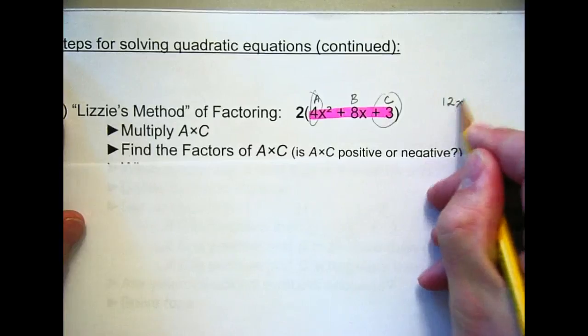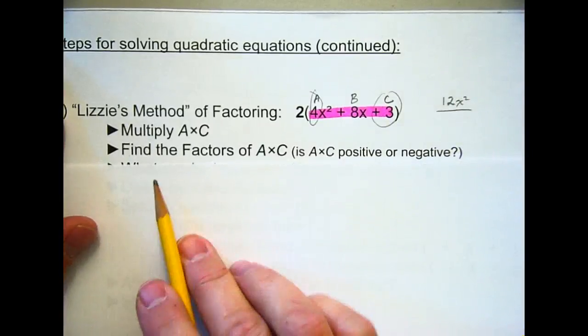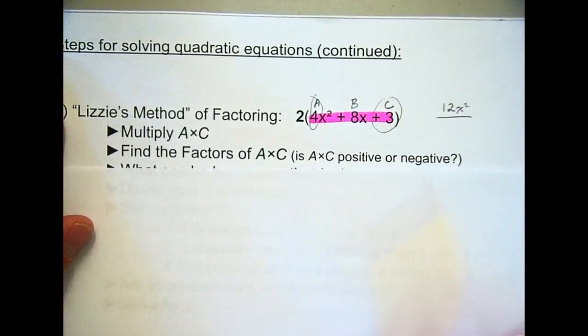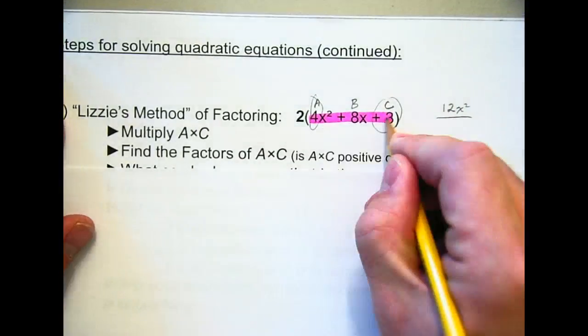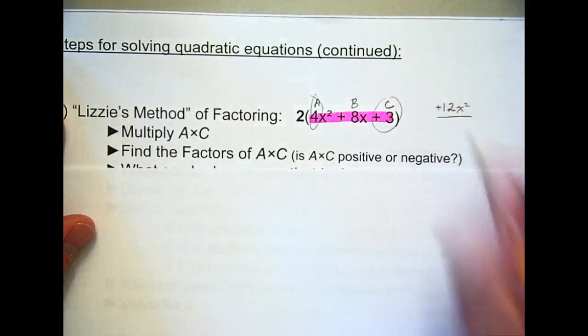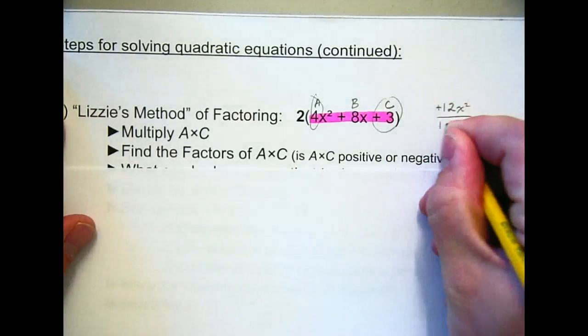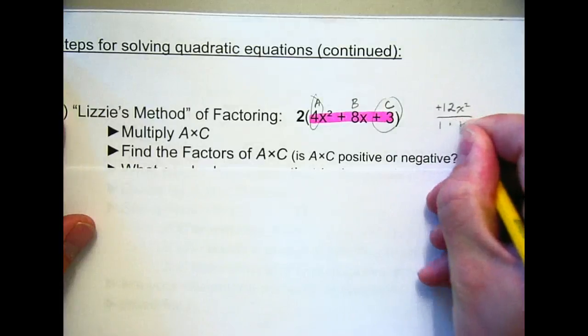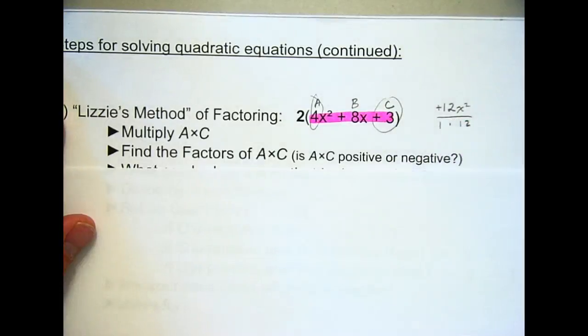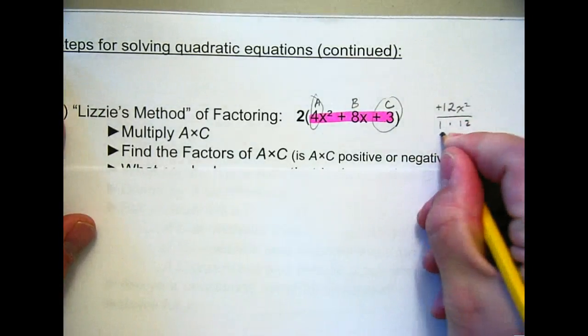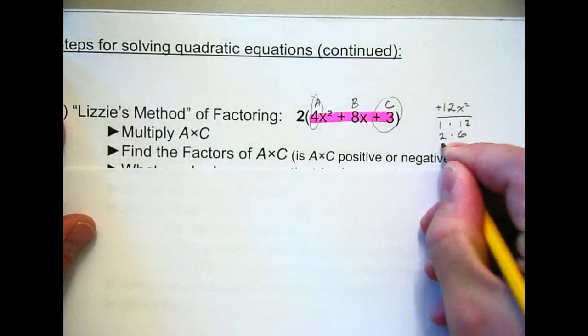We then find all the factors of AC. And is it positive or negative? Well, 4 by positive 3 is positive. And then the factors of 12 are 1 by 12. And I'm going to ignore the x for a minute. I know it would be 1x by 12x. 2 by 6. And 3 by 4.